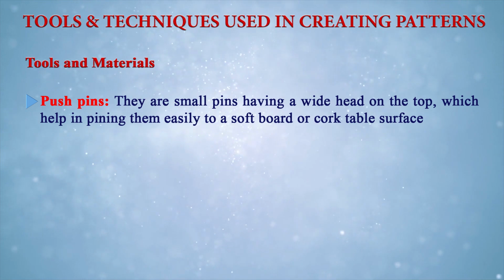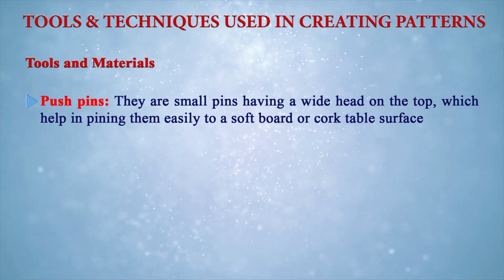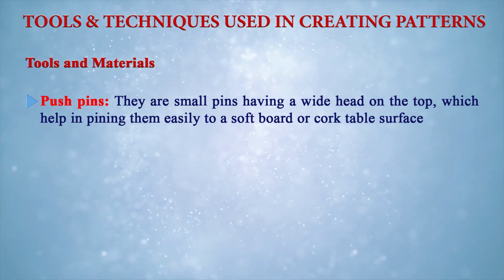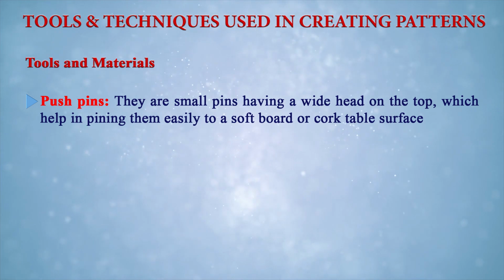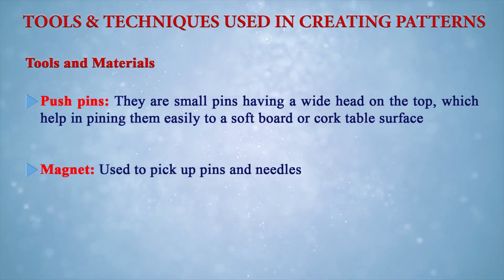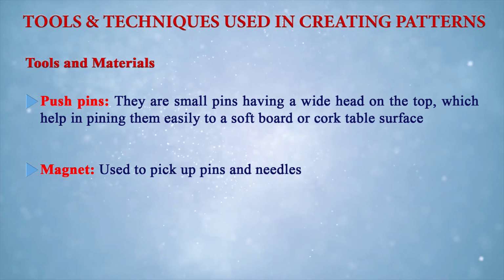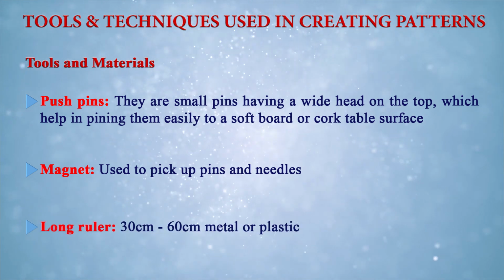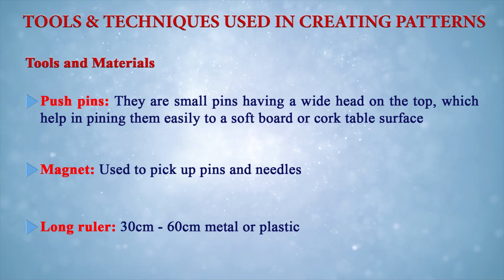So you have seen a small thin pin at one end. There is a top round ball type pin. It is used for draping the garment on the body form. Then we have the magnet. It is used to hold the pins when we are developing or going to drape a garment on a dress form. We have long rulers of 30 centimeter and 60 centimeter.